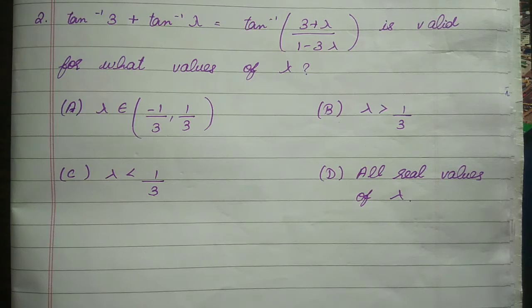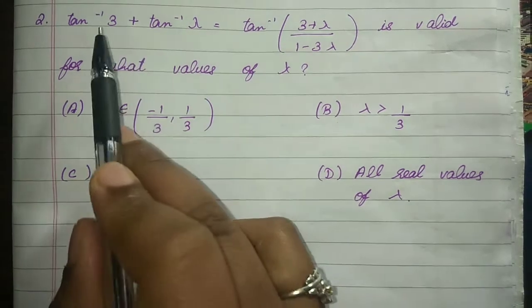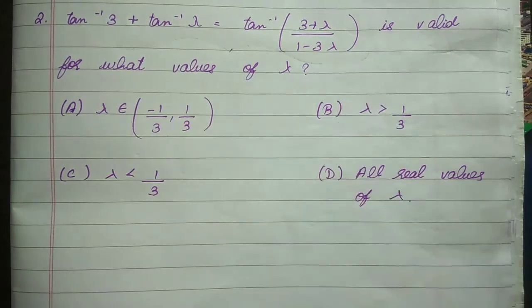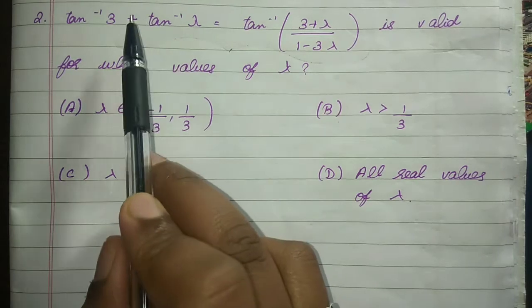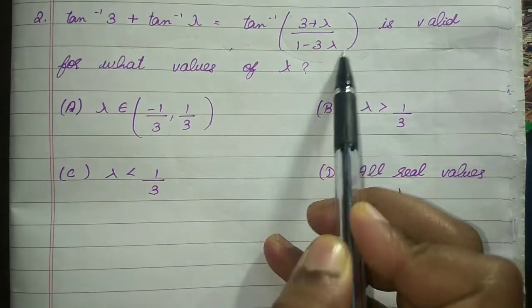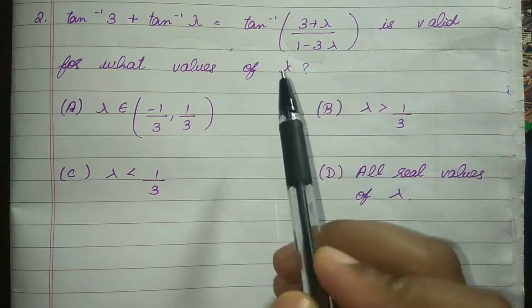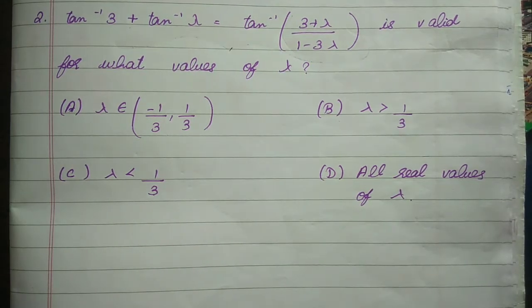When these types of questions are given, you may think this is very easy, but there will be some trick or twist in this. Tan inverse of x plus tan inverse of y, the same formula is applied over here. You need not use that formula, then you will get back the same thing. In both LHS and RHS you will have 3 plus lambda divided by 1 minus 3 lambda, so LHS equals RHS. You need not do all this, you have to think a little bit.